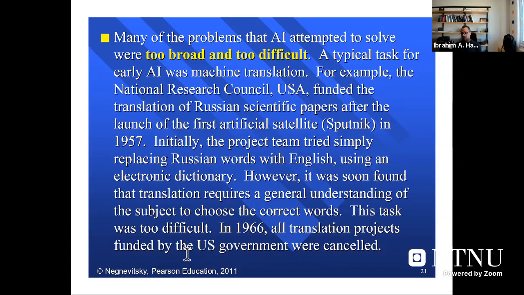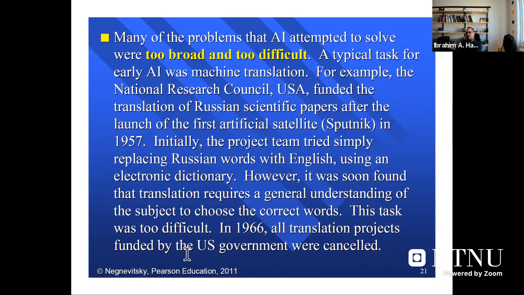So they tried to build a system, because it was difficult to get people to translate those scientific papers. Initially, the project team tried simply replacing each Russian word with an English word. So just word by word, correct? However, it was soon found that translation requires general understanding of the subject to choose the correct word. This task was too difficult. And in 1966, all translation projects funded by the US government were cancelled.